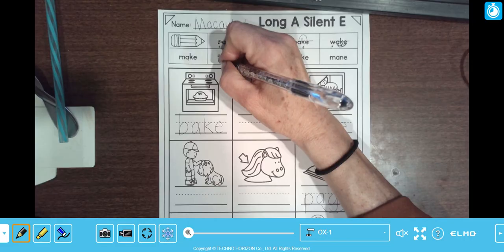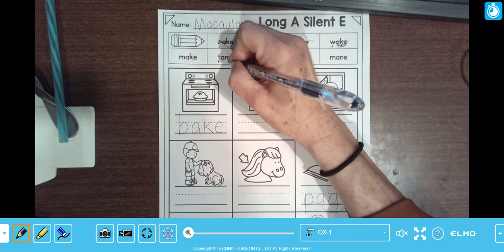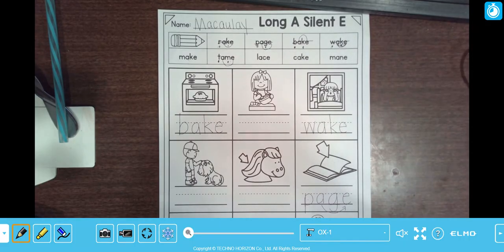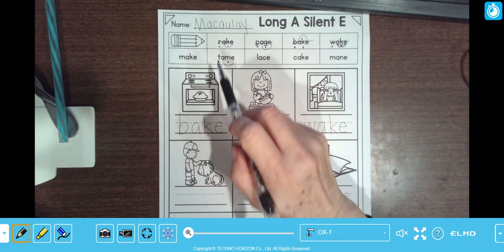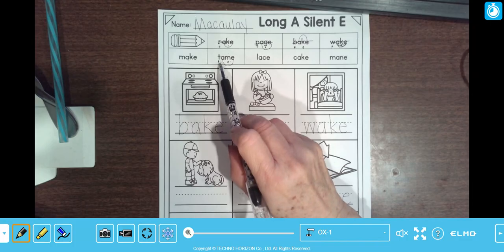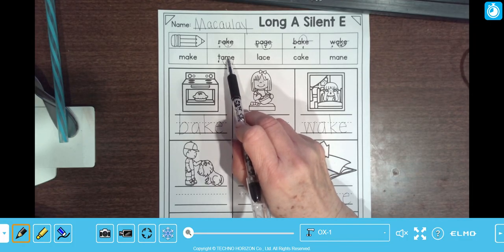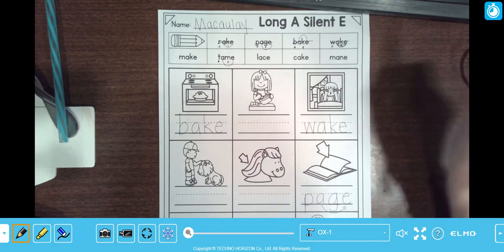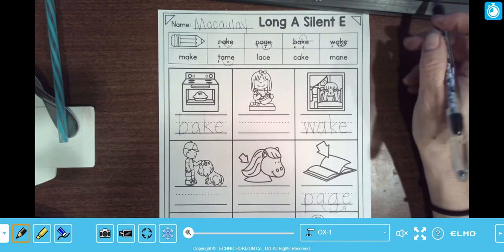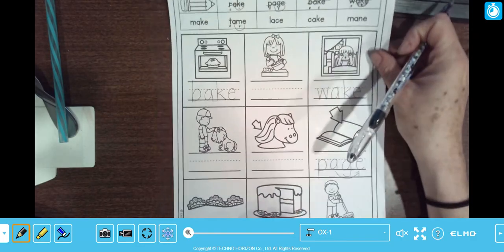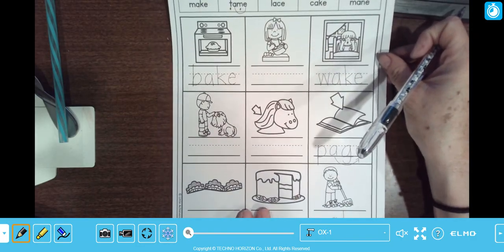Okay, so this is a T, and this right here is an A sound. So let's see if we can read that word. Ready? Begin. T, A. What's the word? Yeah, tame. Tame means to make something that's wild, not wild.